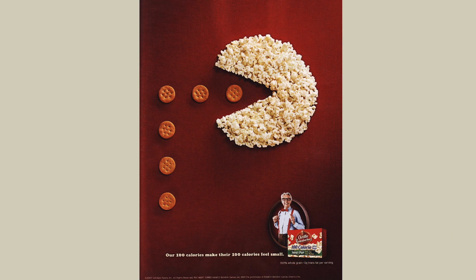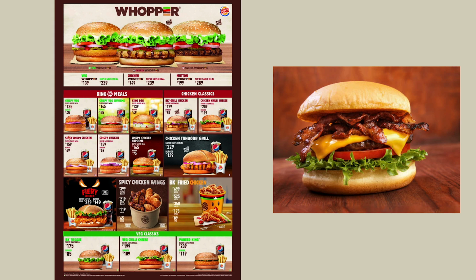Emphasis is not just about making things different, which is usually done using contrast. It's about making them important. Imagine Burger King. What's the first thing you think of? Those massive burgers in their ads, right? That's the power of emphasis in action.